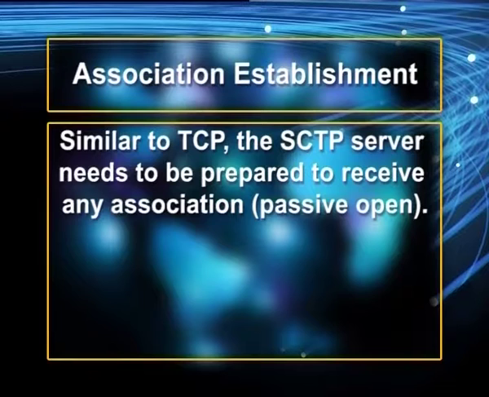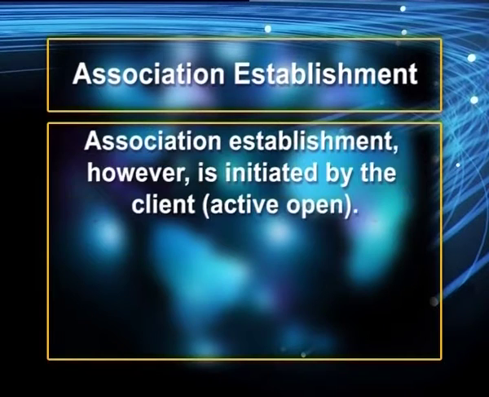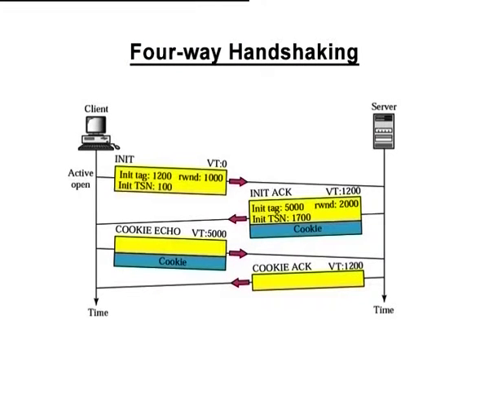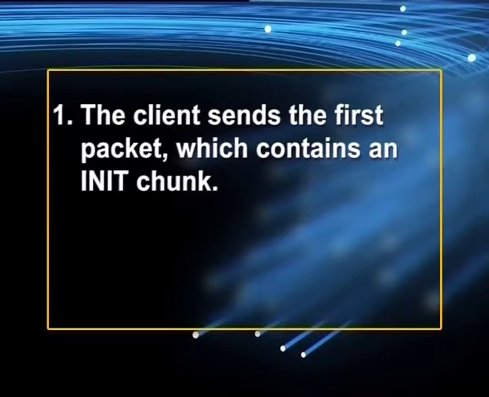Similar to TCP, the SCTP server needs to be prepared to receive any association. Association establishment, however, is initiated by the client. SCTP association establishment is as shown in the figure. The steps in a normal situation are as follows. The client sends the first packet which contains an INIT chunk.